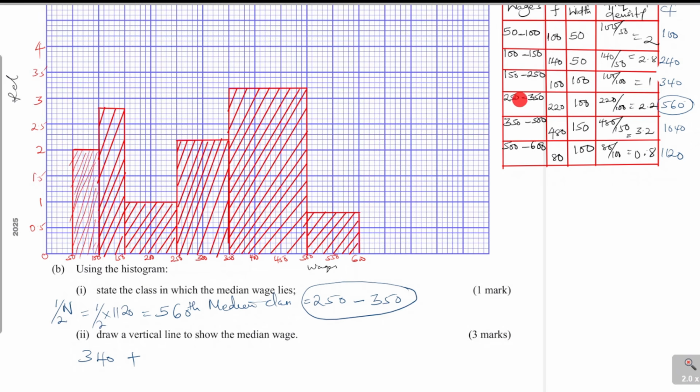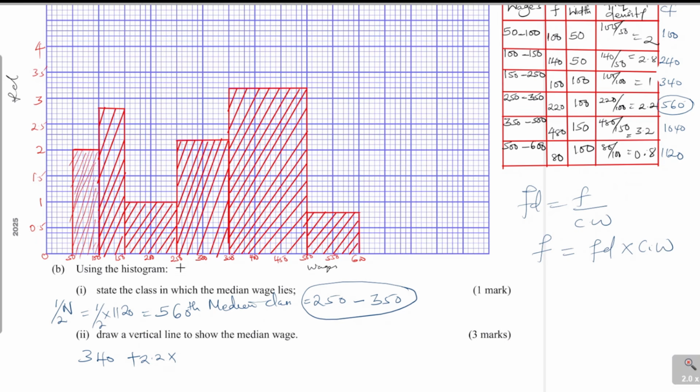Now we need to know what frequency will be here to make 560. So remember, how do we get the frequency? From the formula, frequency density is equal to frequency divided by the class width. So frequency will be given by frequency density multiplied by the class width. To get the frequency that will be here, we take the frequency density of the median class, which is 2.2, times the class width.